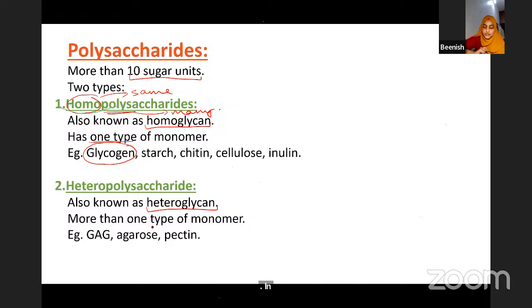Now, heteropolysaccharides have more than one type of monomer. So the repeating units are more than one. It may be 2, 3, 4. And remember, we had studied GAGs, which are heteropolysaccharides. Then agarose is also an example of a heteropolysaccharide, and then pectin.